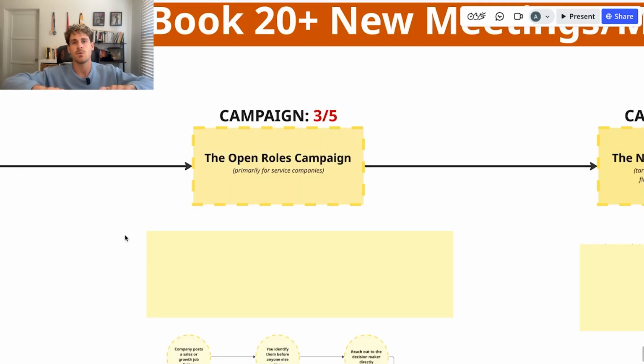Moving on to campaign 3, we have the open roles campaign. Now, the open roles campaign works really great for service-based businesses who can typically fill a hole in a company where they need to get a specific responsibility or role filled very quickly.